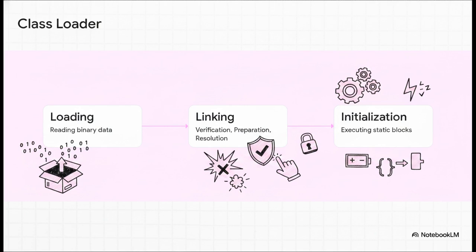First up is loading, where it just reads the binary data. Second is linking, and this step is fascinating because of the verification phase. A bytecode verifier rigorously checks to ensure the class file is structurally correct and safe before it allocates even a single byte of memory. If it fails this check, the JVM just throws an error and stops dead in its tracks. Finally, we have initialization, which is where all your static blocks get executed.